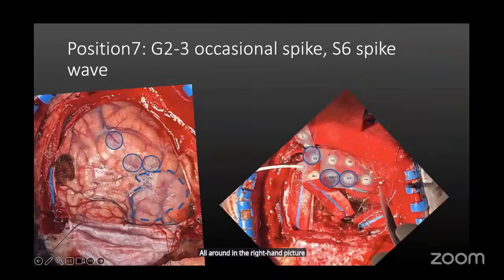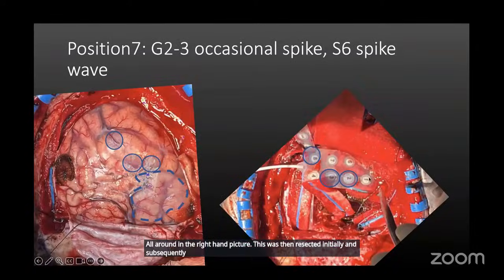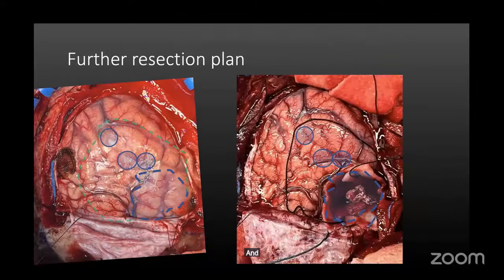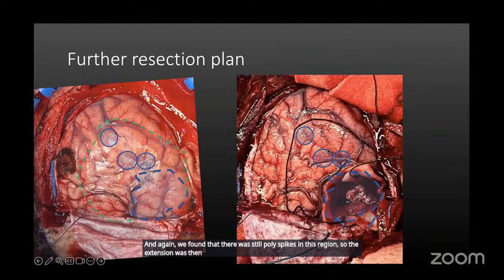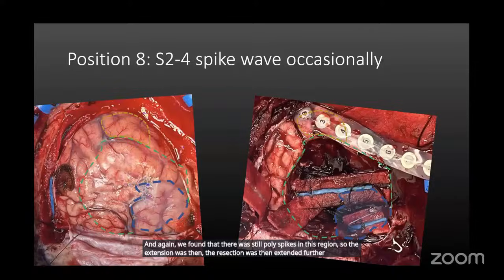This was then resected initially, and subsequently the grid was placed again for a third time, in position 7. And again, we found that there were still polyspikes in this region. So the resection was then extended further. And finally, what we achieved in position 8 was an extended lesion all around this area.